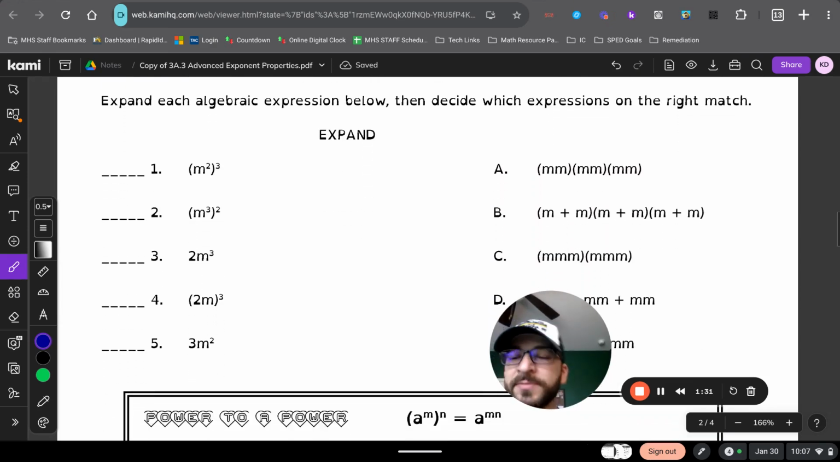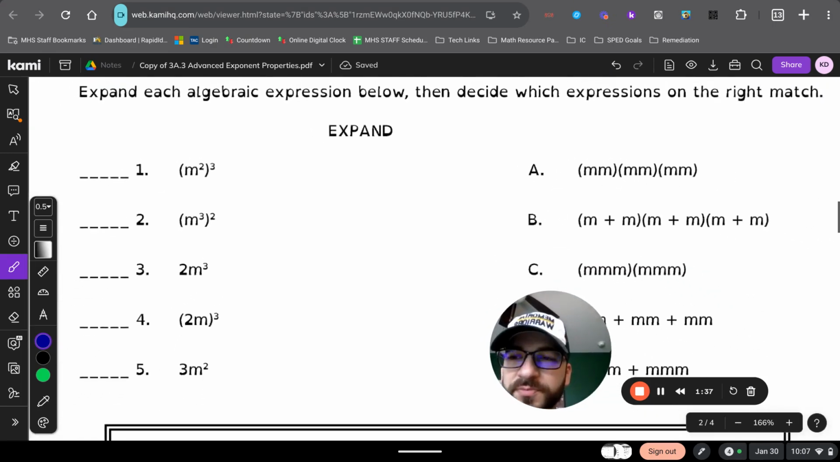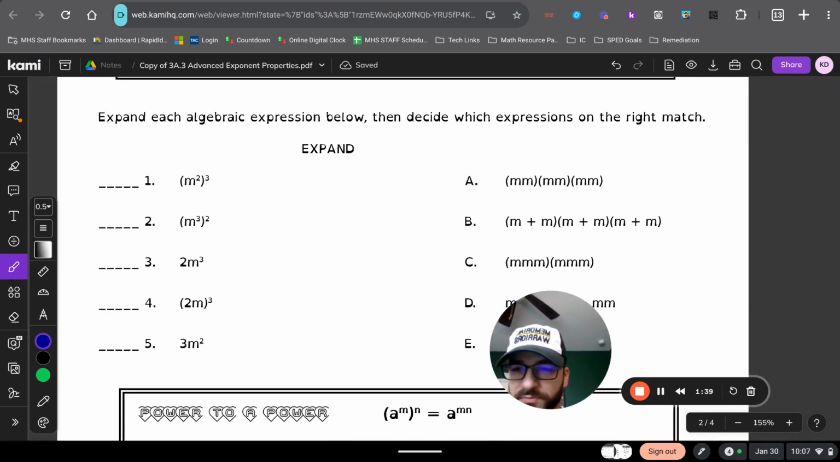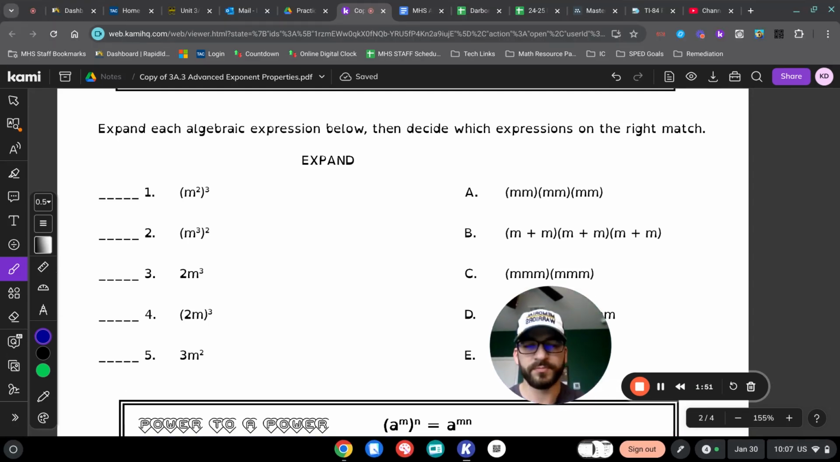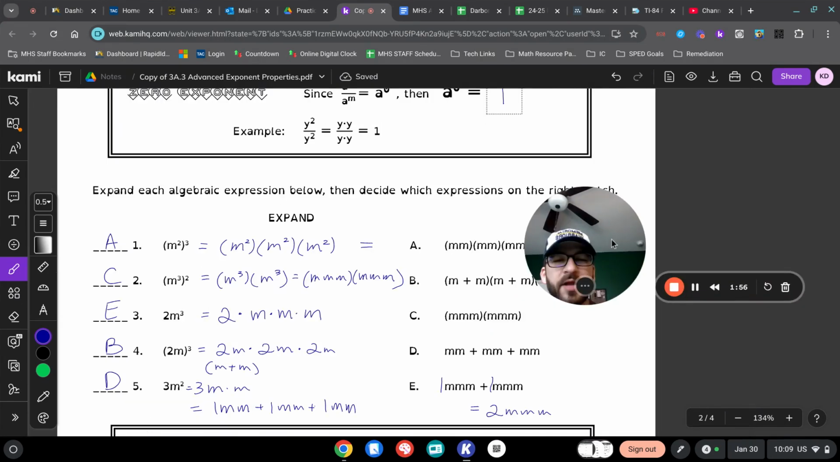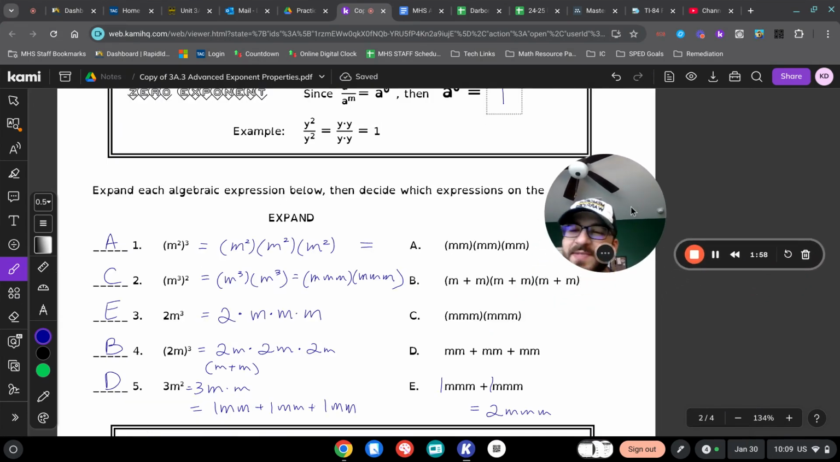So let's expand a couple of these without doing our exponent properties and see what conclusions we could draw. Go ahead and think of some of those expansions we've done before. Go ahead and pause me and see which ones of these you can match up without me. And then I'll talk about them here in just a moment.